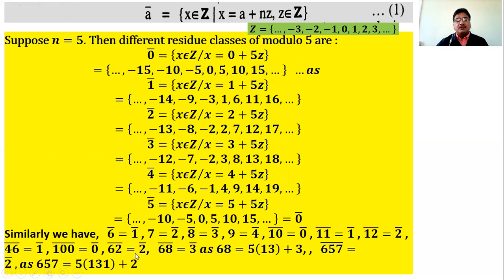So what is the formula behind this? How can we write 68?